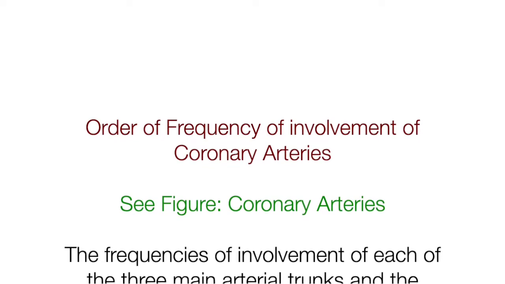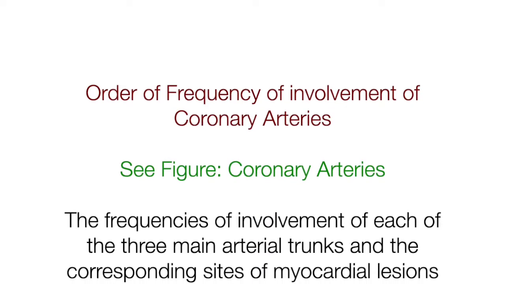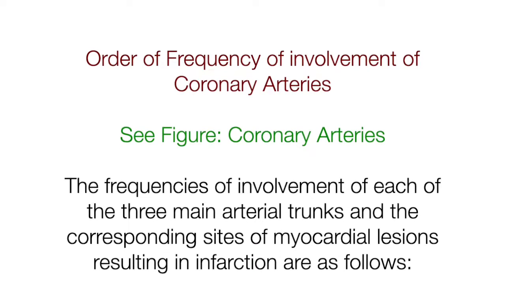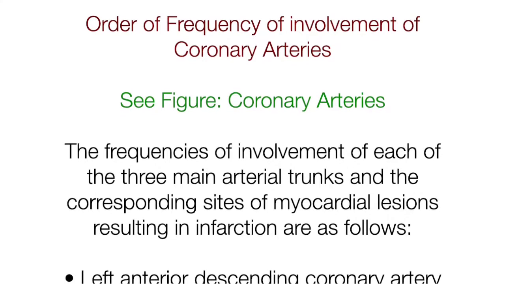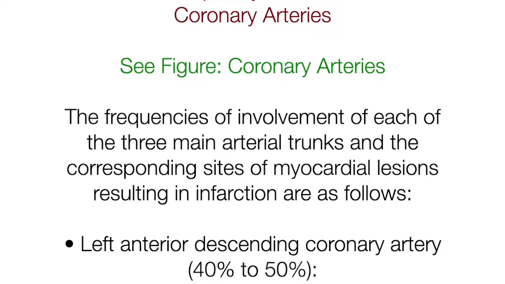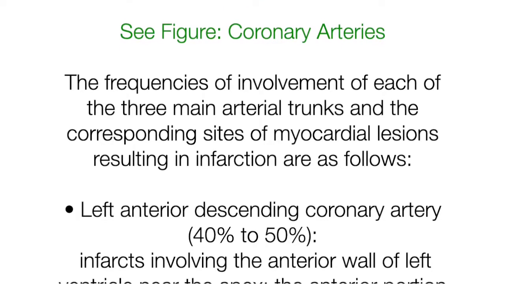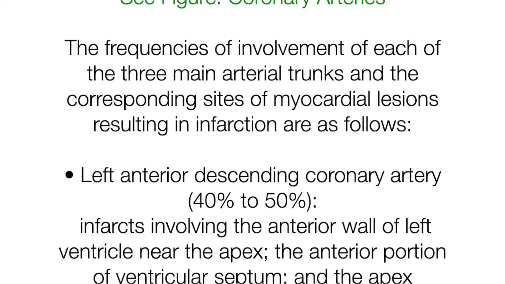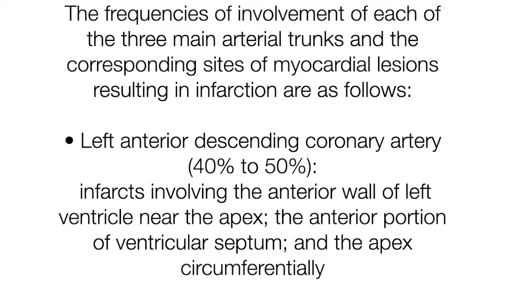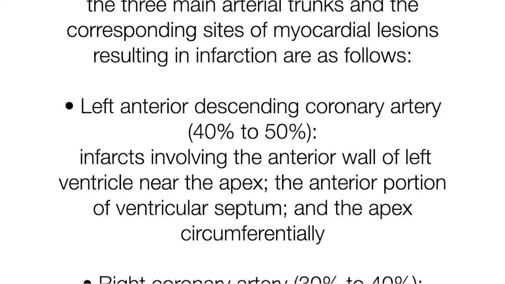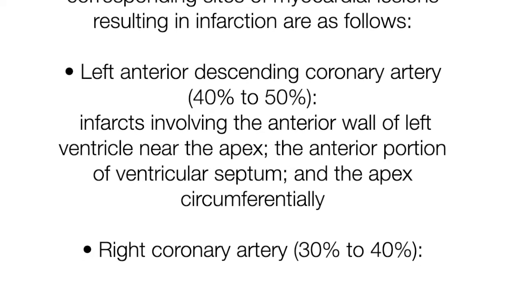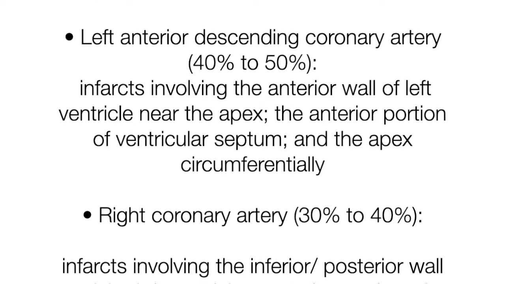Order of frequency of involvement of coronary arteries. See figure of coronary arteries shown earlier. The frequencies of involvement of each of the three main arterial trunks and the corresponding sites of myocardial lesions resulting in infarction are as follows. Left anterior descending coronary artery, 40 to 50% of the cases. Infarcts involving the anterior wall of the left ventricle near the apex, the anterior portion of the ventricular septum, and the apex circumferentially. The right coronary artery is involved in 30 to 40% of cases.